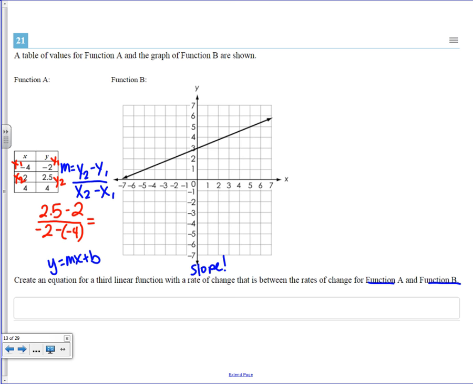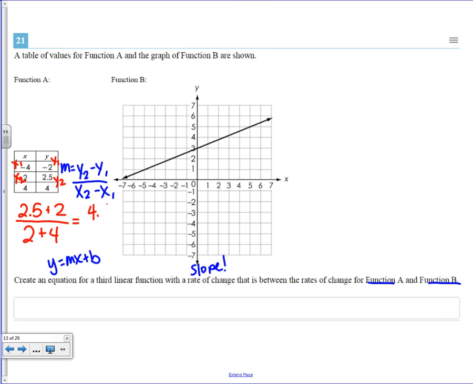So we have the numerator, uh-oh, I think I did that wrong. Let's try this again. y2 minus y1. Now that minus is going to turn into a plus over x2 minus x1. And again, that's going to turn into a plus.